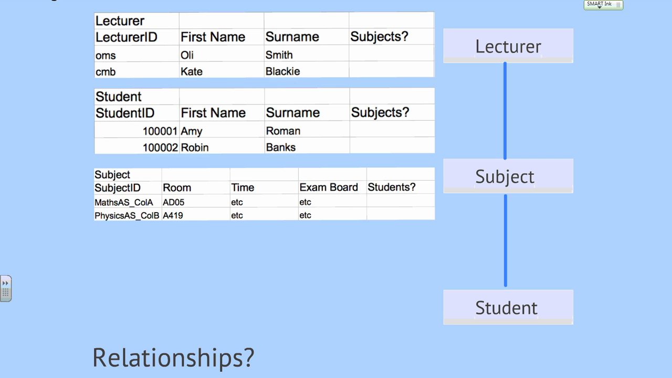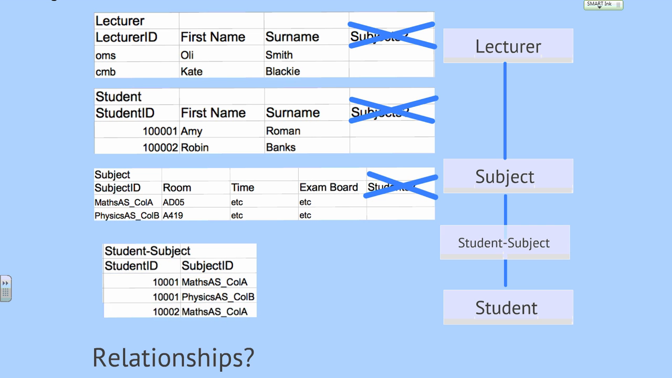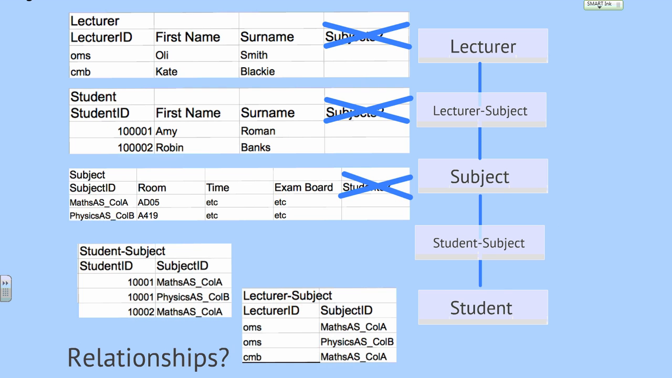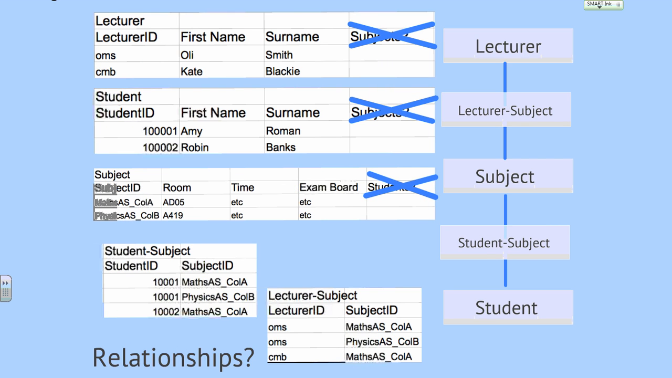The best solution is to introduce 2 new entities. You introduce one entity to relate student and subject, and another entity to relate lecturer and subject, and it sits here in the middle of our entity relationship diagram. Which is lovely, which is grand.